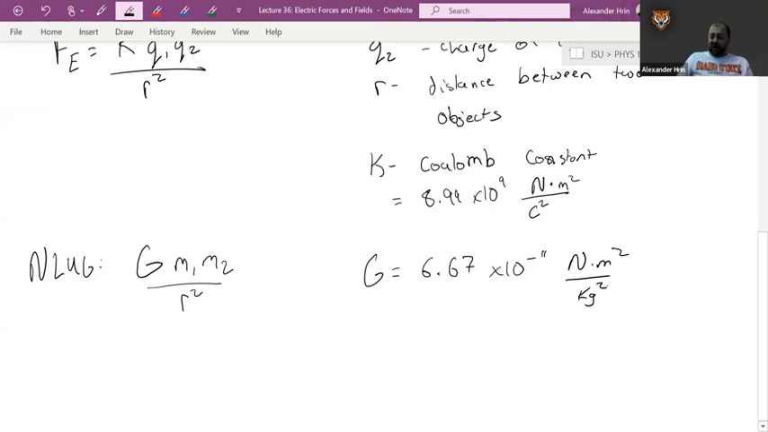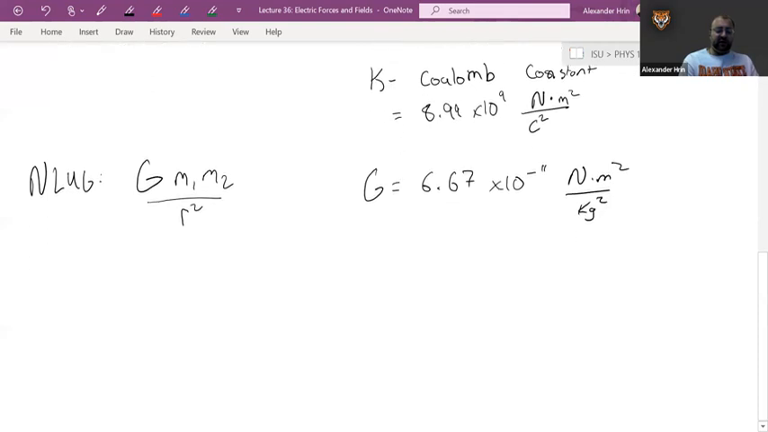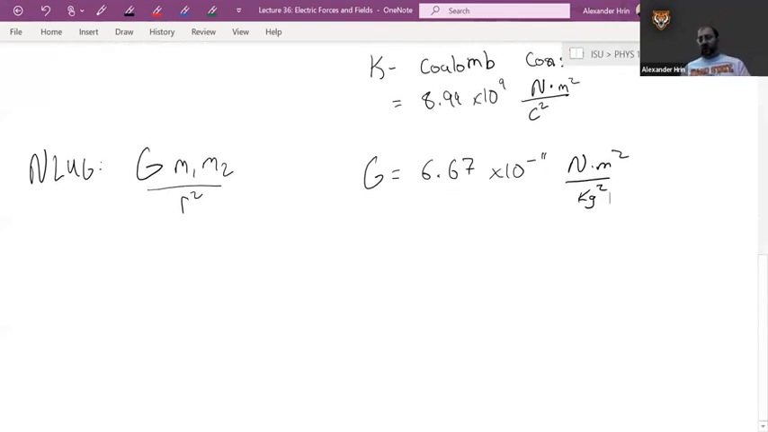We have a product of the attribute that causes the effect. Charge causes the electrical effect, mass causes the gravitational effect. We multiply those two together, divided by the square of the distance between the two. This is what we call an inverse square law, and both electric and gravitational forces ultimately follow inverse square laws. All right. Now, I do want to give you an indication of when Coulomb's law will be appropriate.